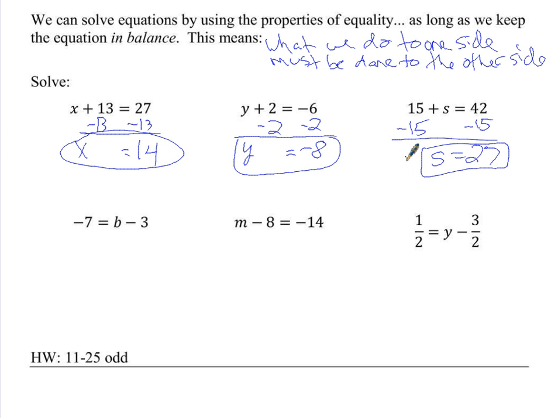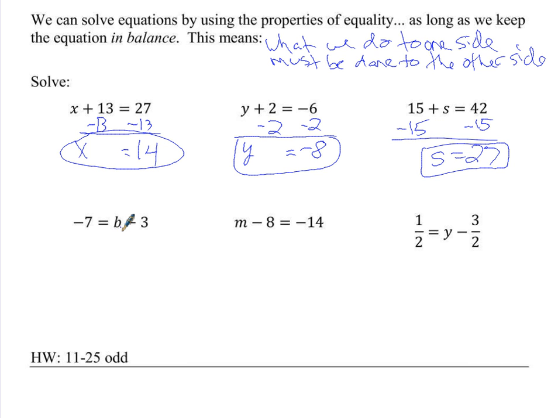Okay? All three of these were using the subtraction property of equality. I know it's the subtraction property of equality because on all three of these I subtracted something from both sides. The next three will use the addition property of equality.